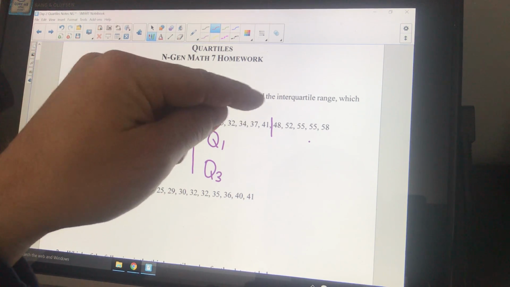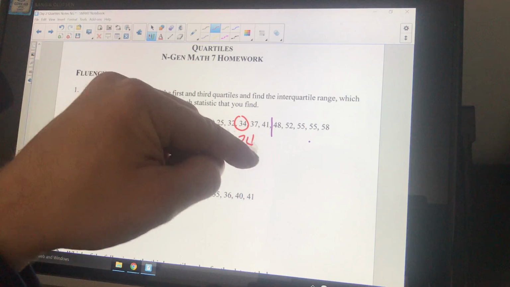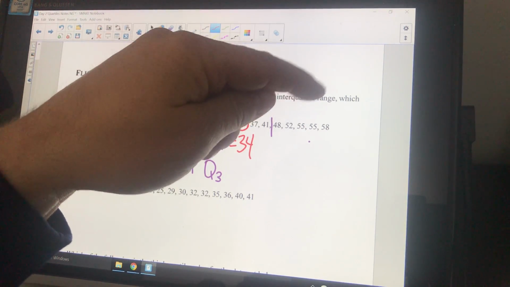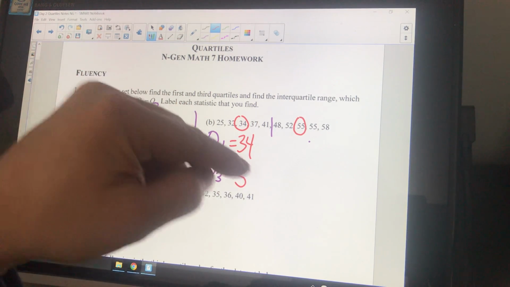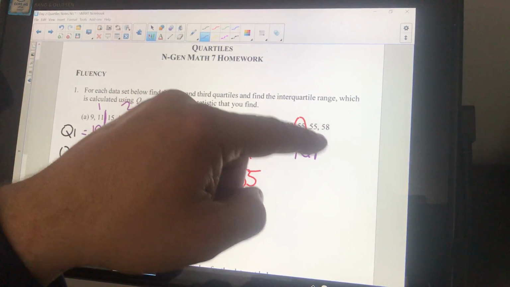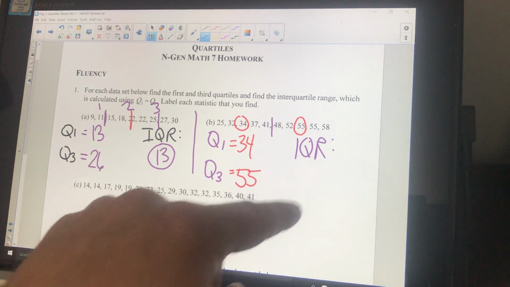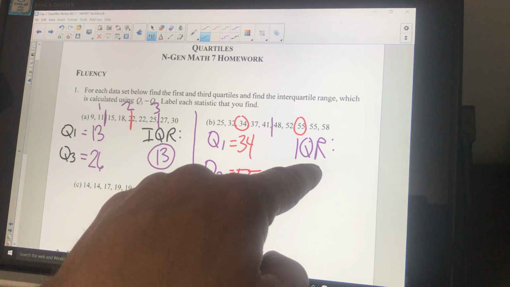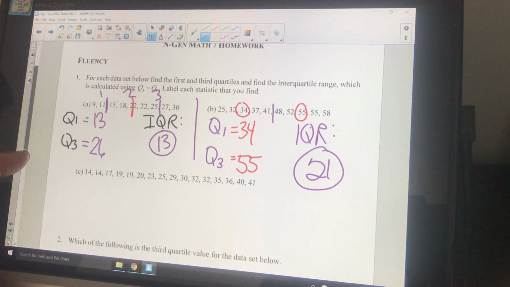1, 2, 3, 4, 5. That means it's the middle of that set of numbers. It's going to be 34. 1, 2, 3, 4, 5. It's going to be the middle of that set, which is 55. Okay. Our interquartile range, or how far apart are those? 55 minus 34 is 21. Our interquartile range is 21. Okay, getting the hang of it?